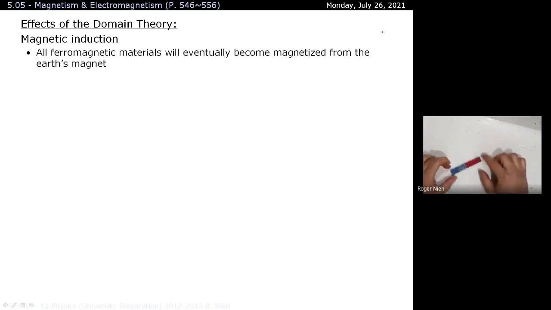Okay, so again, even though the domain theory has now been usurped, yeah, that's a fancy word, by the electron theory, we'll still keep with the domain theory because it's really good at explaining just the basics of what happens with magnets. All right. So yes, at some point, eventually, anything that is ferromagnetic will become magnetized. And the reason why is because we have a big magnet underneath us, right, which is Mother Earth.